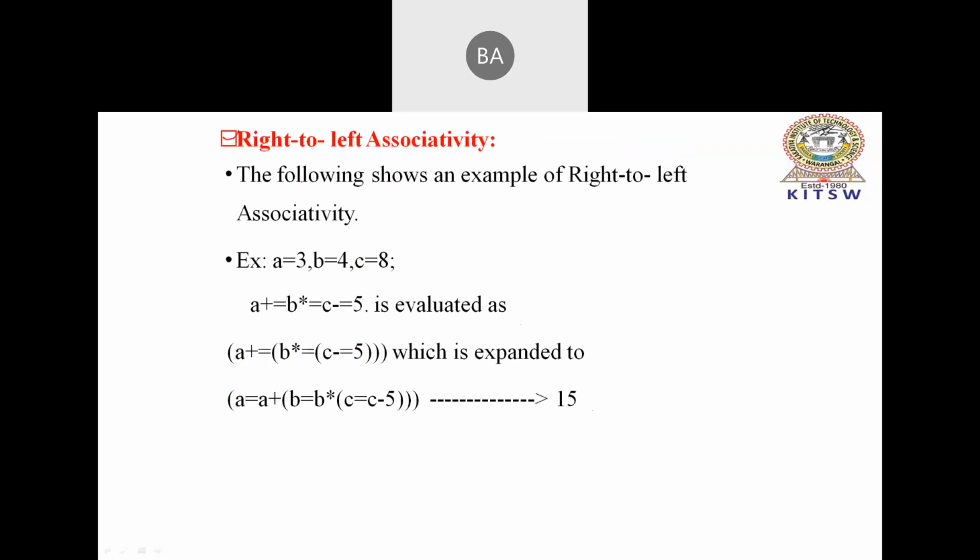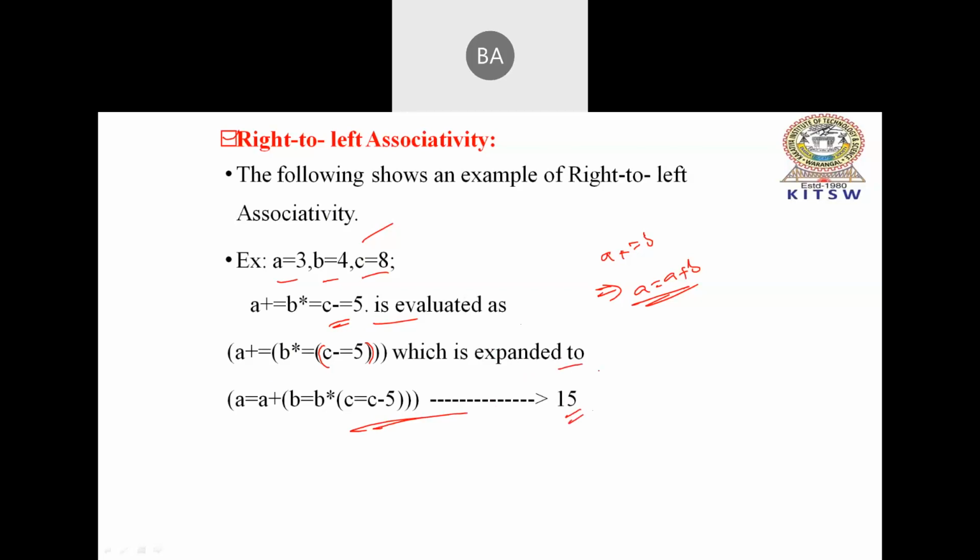Now right to left associativity. The following example shows how right to left associativity works. So here A equal to 3, B equal to 4, C equal to 8. Then A plus equal to B star equal to C minus equal to 5. It will be expanded like this. First it will be parenthesized, right to left, because these operators are shorthand operations. A plus equal to B is equivalent to A equal to A plus B. So try to understand that. It will be evaluated like this.